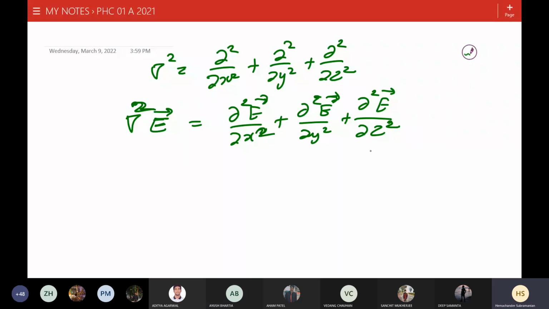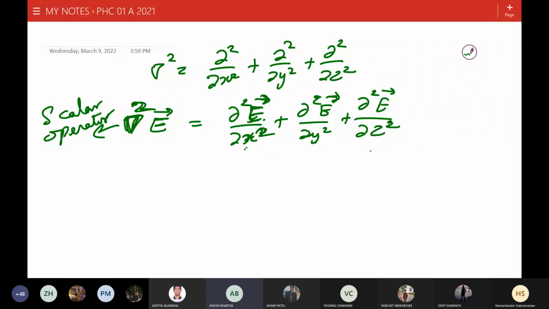No, it's not a vector operator now. It's just a single operator. You have to differentiate everything with dou square by dou x square. You have to generate dou square by dou x square of (Ex i plus Ey j plus Ez k). Plus dou square by dou y square of (Ex i plus Ey j plus Ez k). You have to differentiate every term with every x, y and z. We're not dotting here. This is a scalar operator. This is not a vector operator. It's a scalar operator. Okay.